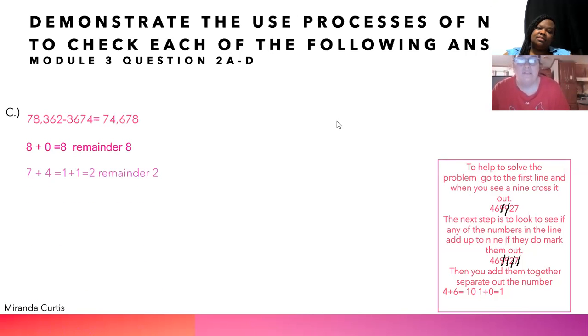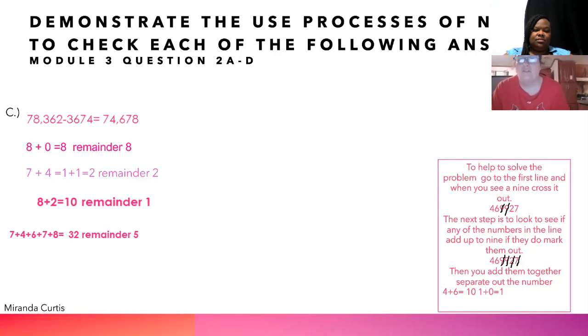Now we're going to go to the next line. We have 3, 6, 7, and 4. 6 plus 3 equals 9. So that's canceled out. So now we're left with 7 plus 4. And that's going to give us 11. Now we're going to do 1 plus 1 equals 2 gives us a remainder of 2. And then we're going to look at the bottom. We're going to have 7 plus 4 plus 6 plus 7 plus 8 equals 32. When we add that together, 3 and 2 gives us 5 and gives us a remainder of 5.